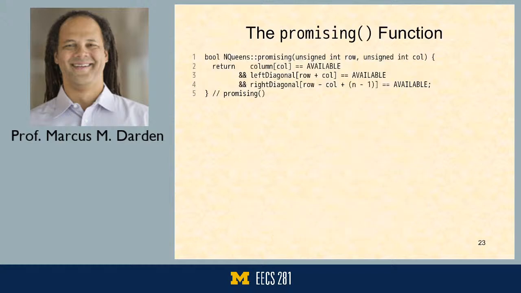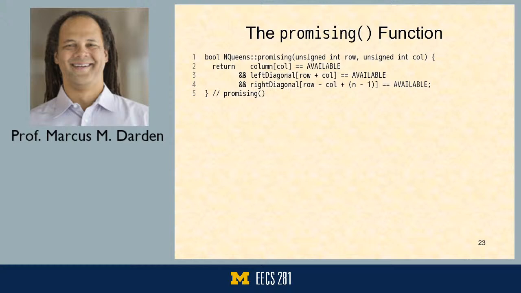Place the queen there, and I go back and I'm going to mark the column and diagonals as no longer being available. So I look to see a true in those three vectors, and then as I do the placement, if I've got three trues, I go back and mark all three of them as false, because now no one else can use those column or diagonals.